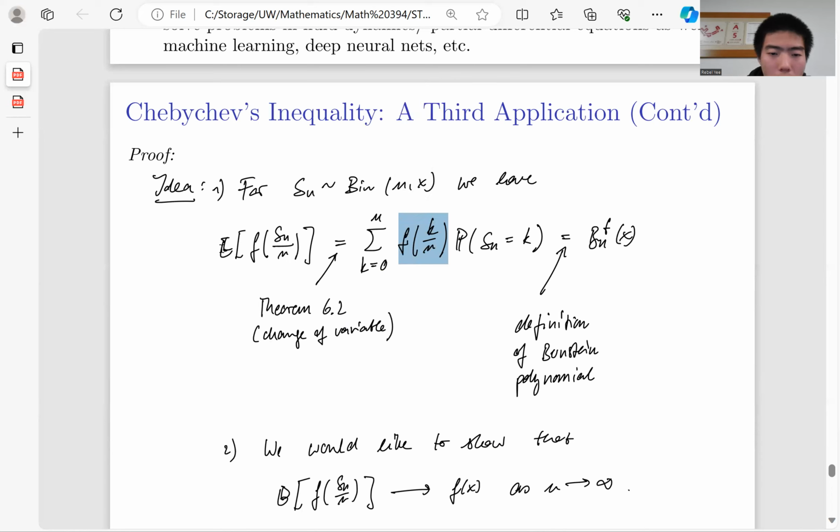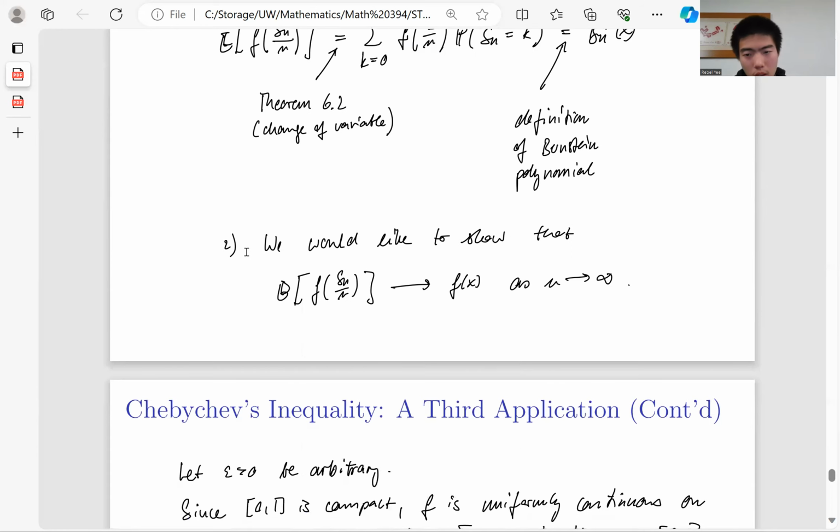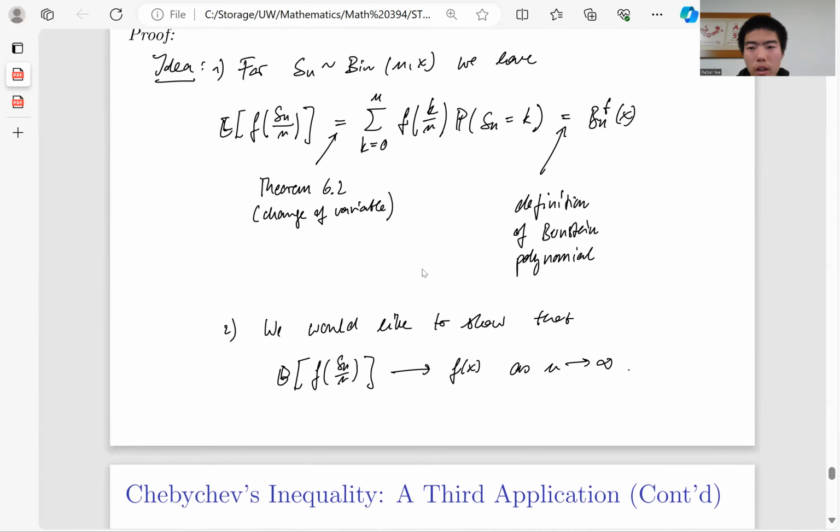So the expected value of a certain function, which is in this case discrete, can be written in this term. It's just equal to the expected value of f(Sn/n). So the Bernstein polynomial can be understood as the expected value of f(Sn/n). Okay, so the second task is to show that the expected value goes to f(x) as n goes to infinity.